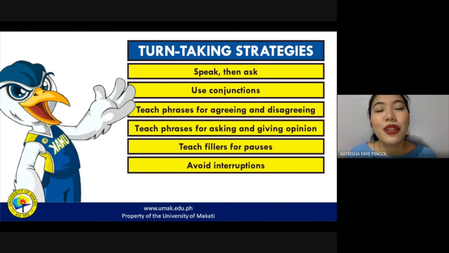Next, as part of effective turn taking, you have to avoid interruptions. When someone else is still talking, listen first, and then find that perfect opportunity to butt in or to respond to whatever he or she is saying. As much as possible, do not interrupt a person when that person is still talking and you know that they will still be continuing on with whatever it is that they are saying.